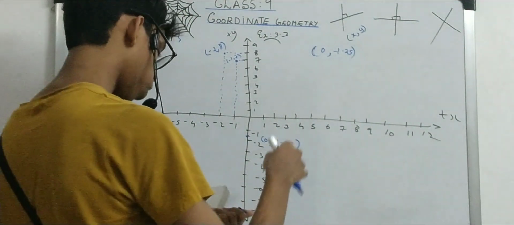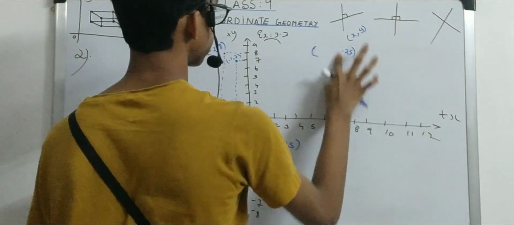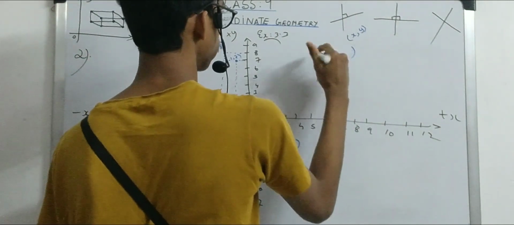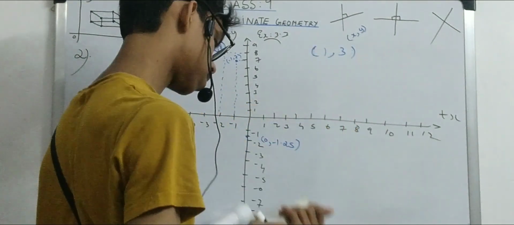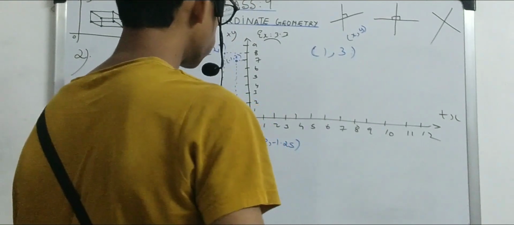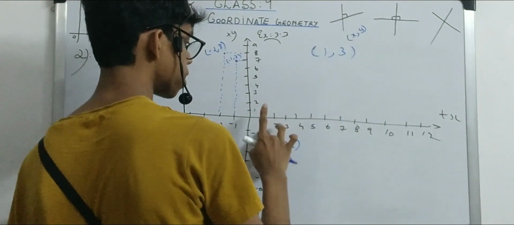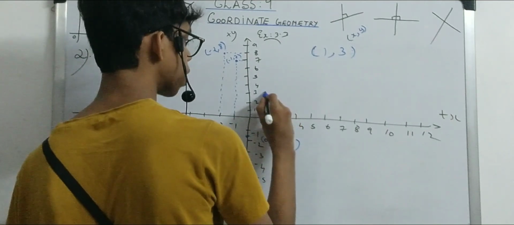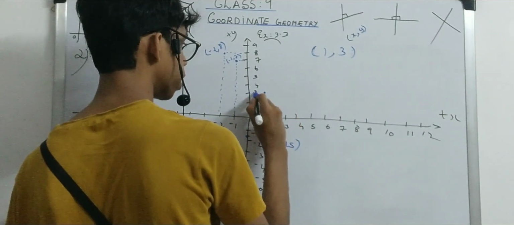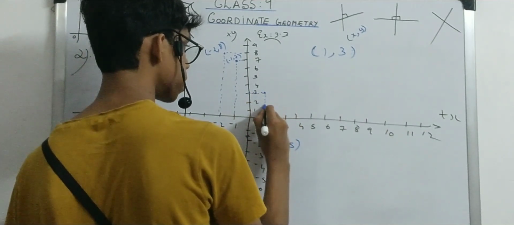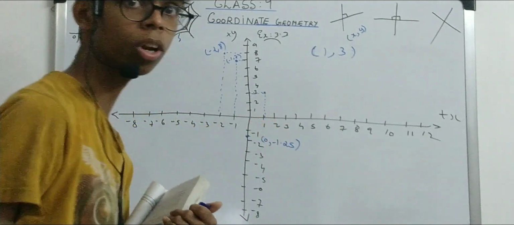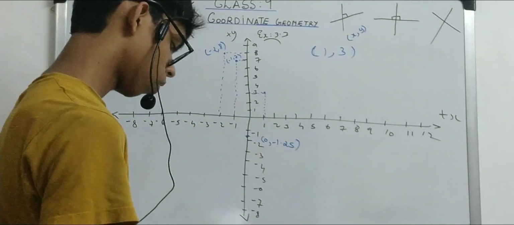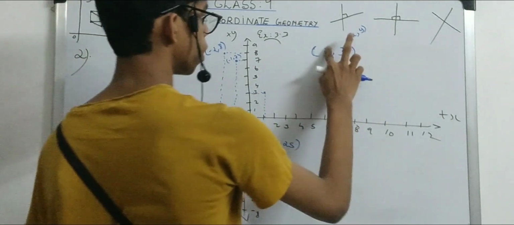Now our next point is 1 comma 3. x is 1 and y is 3. On the x axis it is 1, on the y axis it is 3. So 1 comma 3 means it will be a point over here. You can just join and see. So this point will be your 1 comma 3. I hope it is clear.